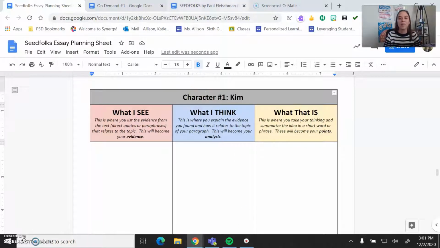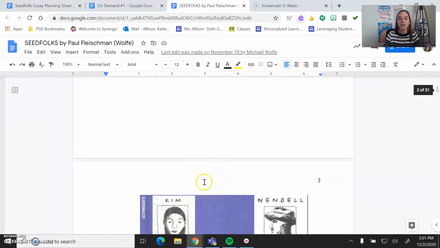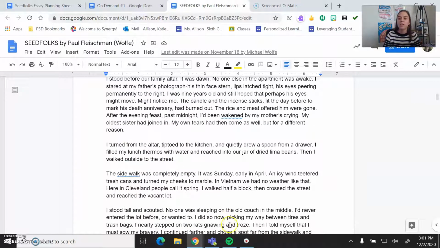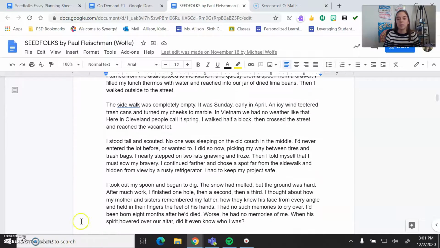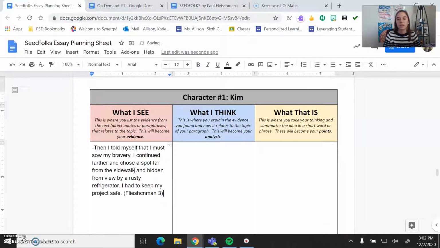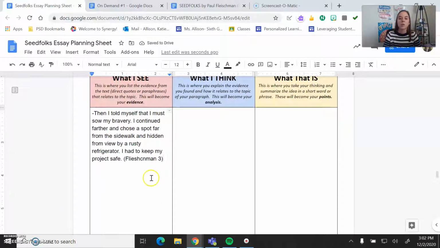She contributes a lot. Then I'm going to come to my online text. I'll go to her chapter, and I'm going to look for any quote here that shows she contributed something to the garden. Awesome. And then when I find that quote, I'm going to copy and paste it. Boom, right here into my chart, okay? So the quote that I chose says, "Then I told myself that I must sow my bravery. I continued farther and chose a spot far from the sidewalk and hidden from view by a rusty refrigerator. I had to keep my project safe."